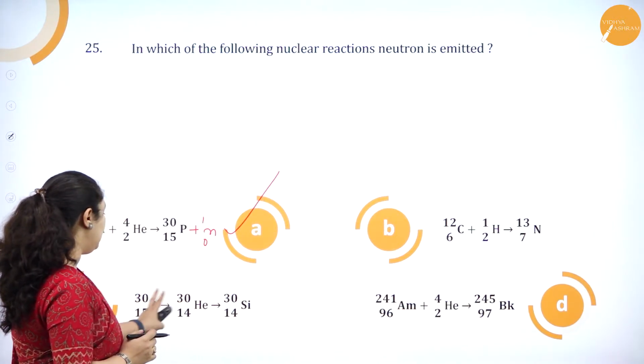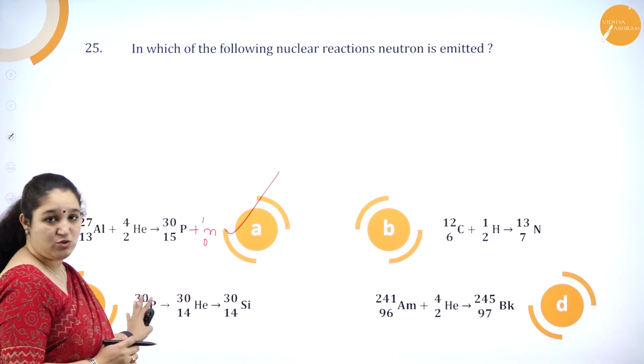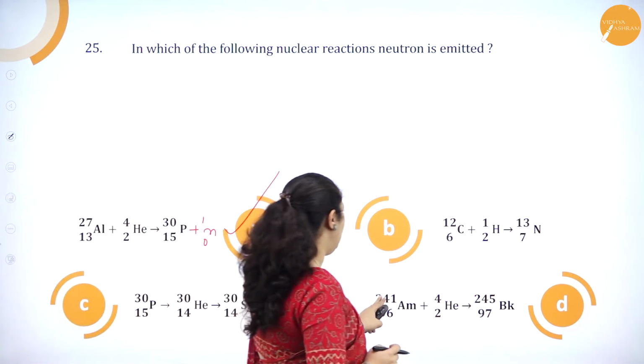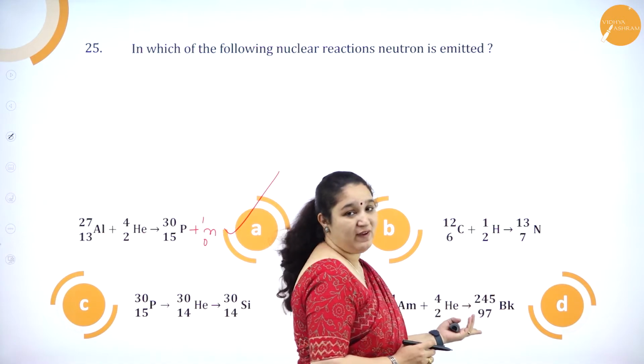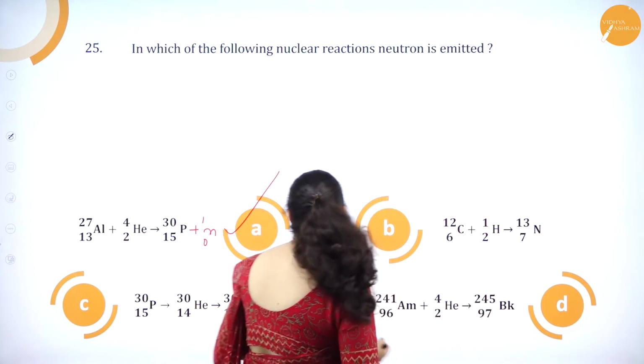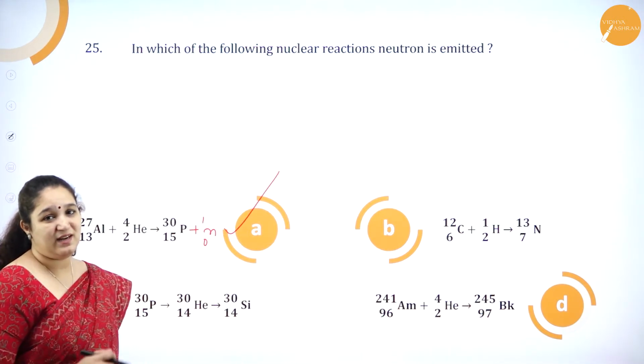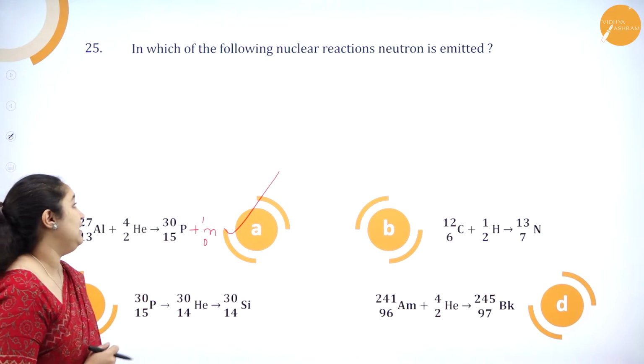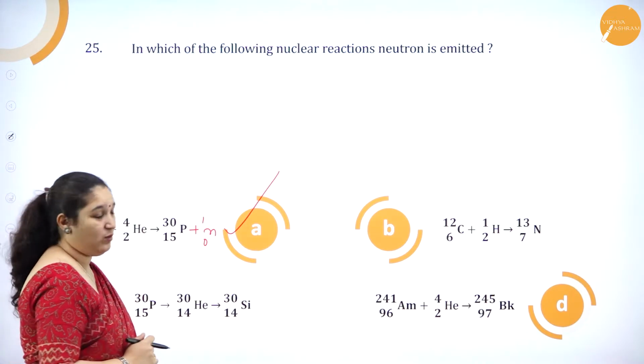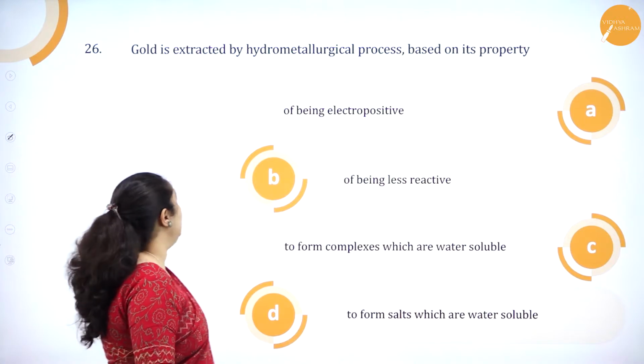Here 30, 30, 30, everything is the same, so no liberation here. 241 plus 4 is 245, again there is nothing liberated, so option A is the correct answer where the neutron is liberated or emitted. We'll go to the next question.